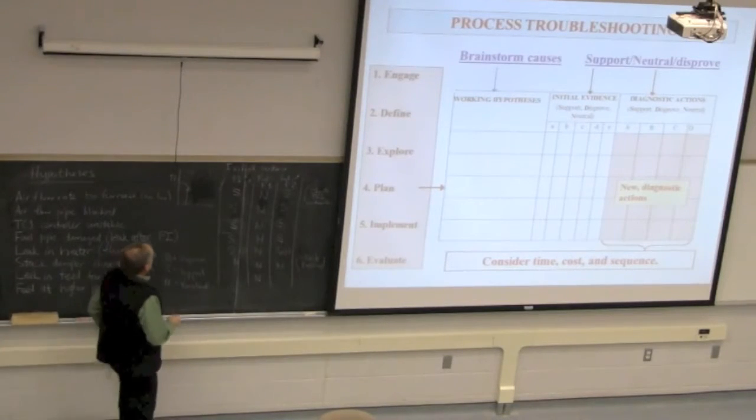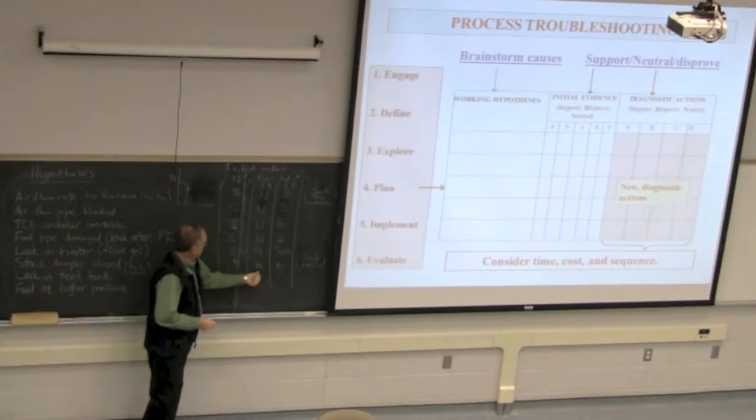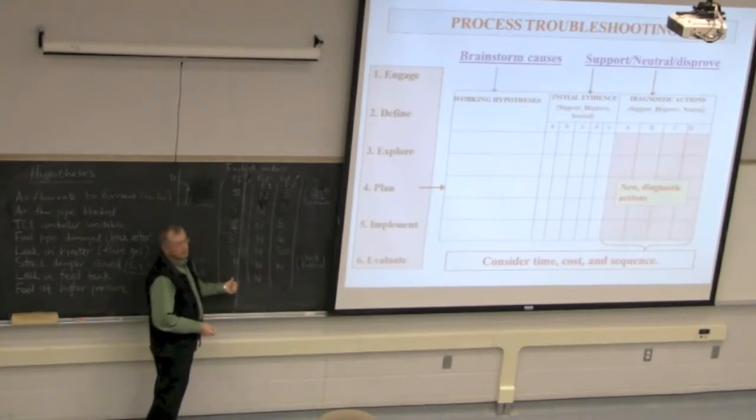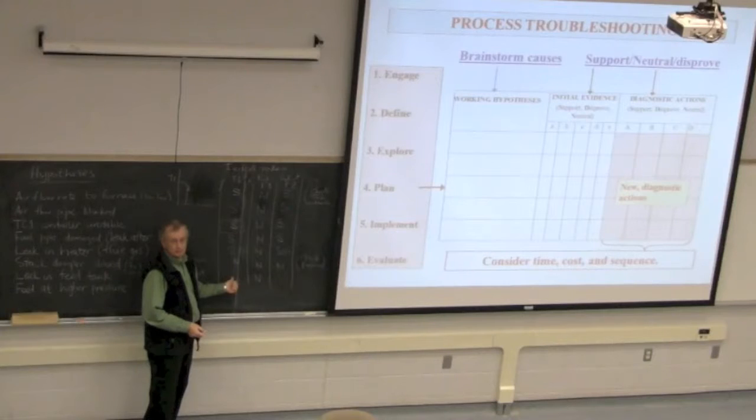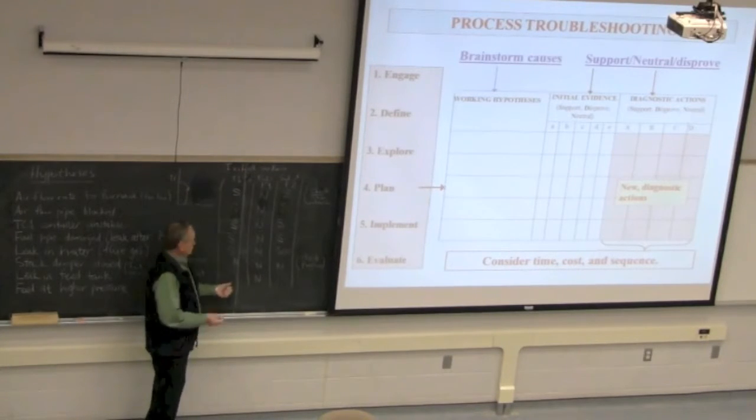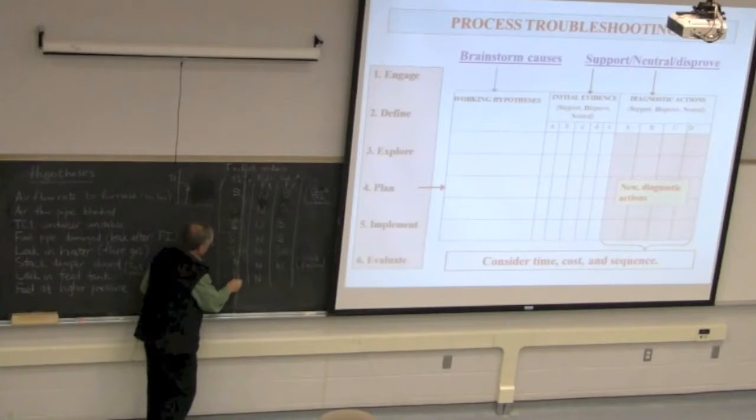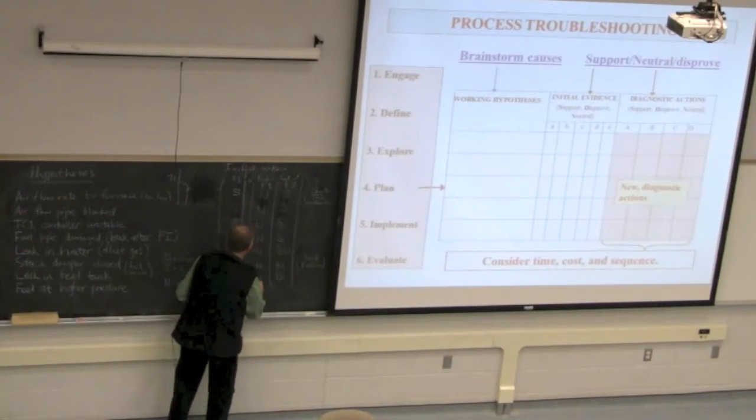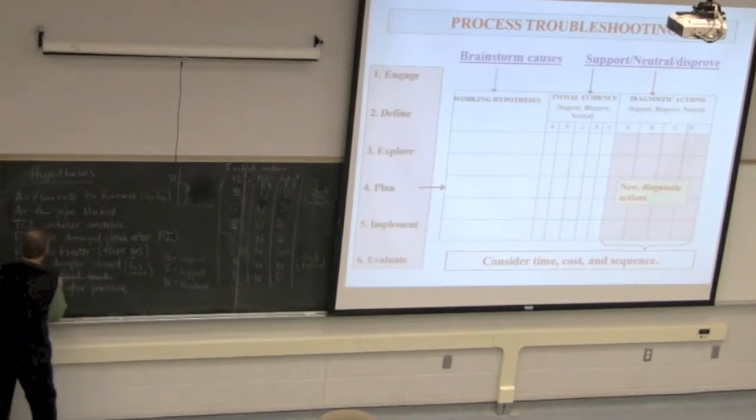But if the feed rate's constant, would that cause the temperature to go down? It doesn't see the tank, so we can have it disproved here and disproved here. So we can take the leak in the feed tank out.